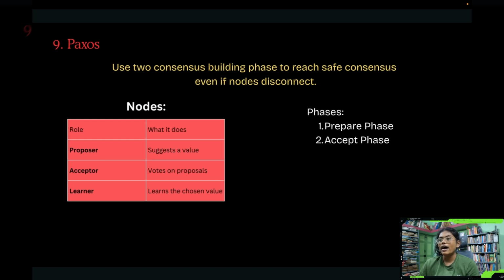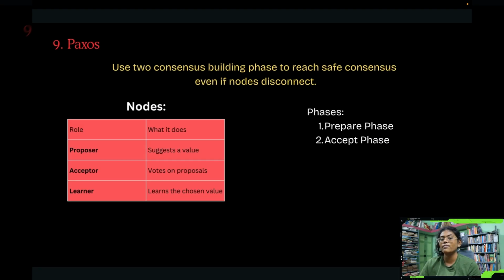And moving on, we are having the 9th concept, Paxos. Paxos is a two-phase consensus algorithm, which is used for reaching safe consensus even if the nodes disconnect. There are 3 main nodes involved in Paxos: proposer, acceptor, and learner. The proposer suggests a value, and the acceptor, if there was a promise, will vote on the proposal, and the learner will learn from the chosen value.